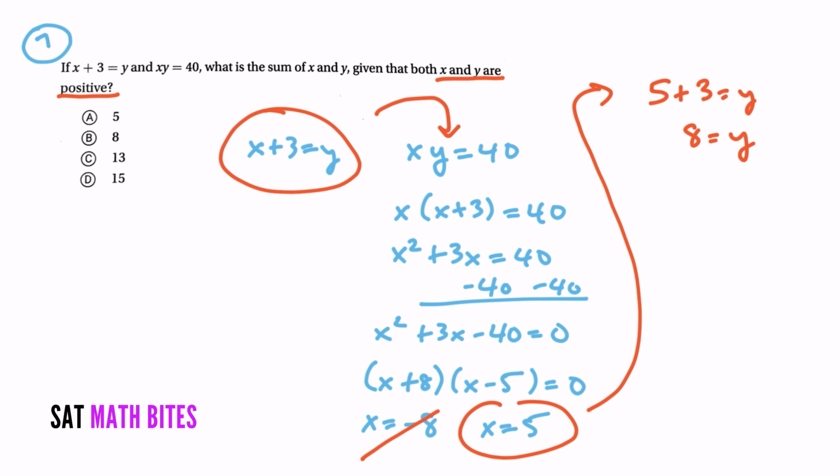And then finally, to answer the question, we have to know what the sum of x and y is. So x plus y would be equal to 5 plus 8. So the answer is 13. The answer to this question would be C.